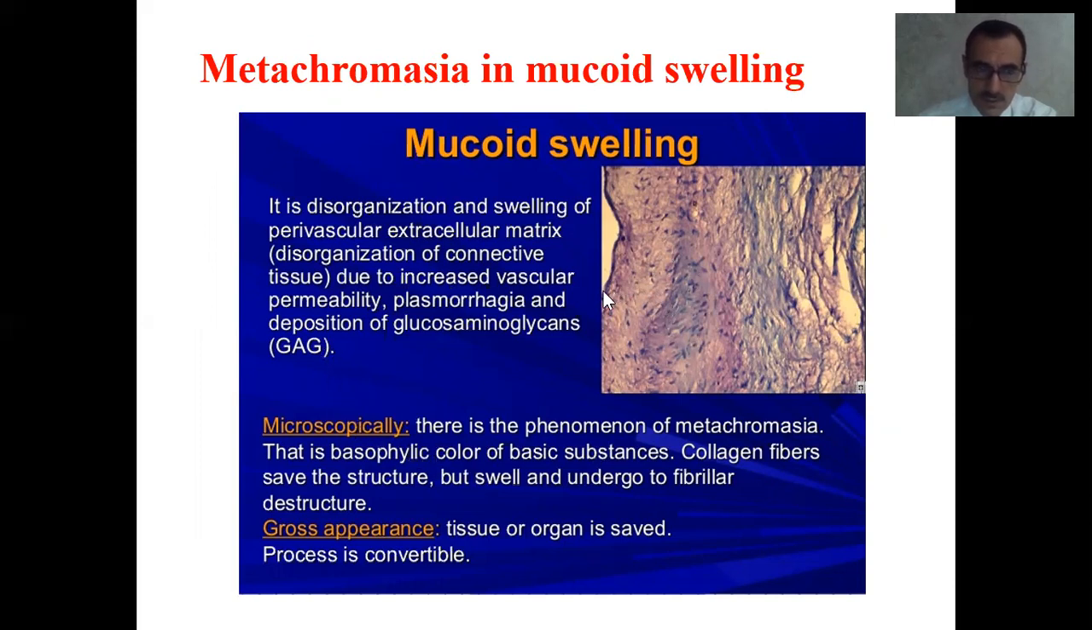We discussed the microscopic and gross appearance of the metachromasia. Microscopically, there is a basophilic core of basic substances. The collagen fibers save the structure, but are swollen. Grossly, the tissue or the organ is saved, so this process is reversible.